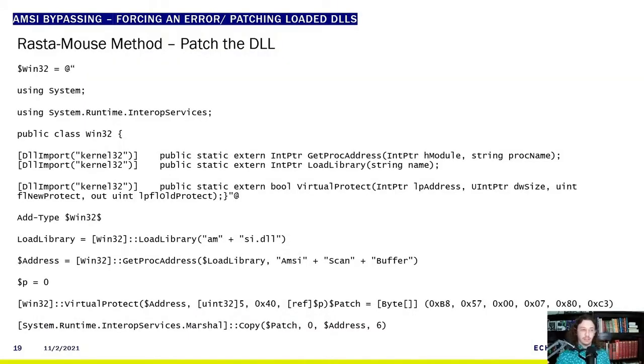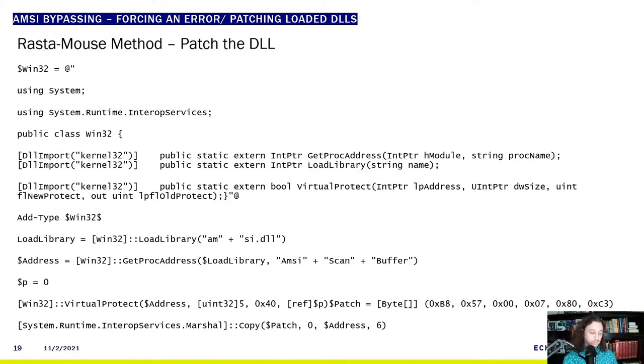So the next piece that we're going to talk about is the Rasta Mouse method. The reason why I wanted to bring this method up is because I had mentioned that PowerShell is scriptable .NET. In this case, this is just C# code that's able to be run in PowerShell. Very simplistic, very easy. And what it's doing is it's patching the DLL and it's patching the library AmsiScanBuffer.